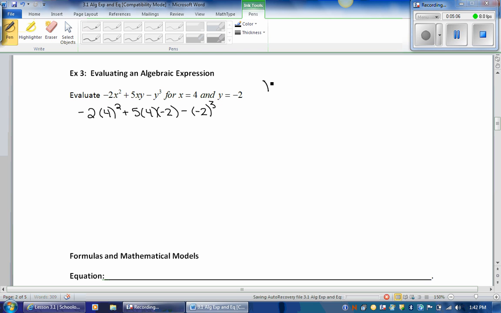Okay, again, order of operations. Starting with what's inside of the parentheses. So if I look inside parentheses, 4, 4, negative 2, negative 2, there's nothing I can do inside of them. So I move on to the next one, which is exponents. And I do have a few of those. So I've got my first set of exponents here. I've got 4 squared, which is 16.